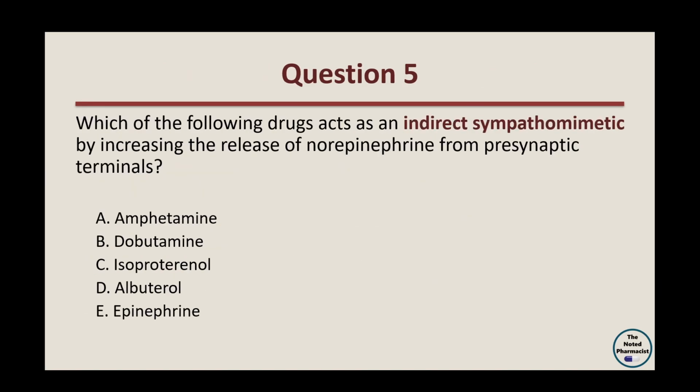Question 5. Which of the following drugs acts as an indirect sympathomimetic by increasing the release of norepinephrine from presynaptic terminals? Option A, amphetamine. Option B, dobutamine. Option C, isoproterenol. Option D, albuterol. Option E, epinephrine.